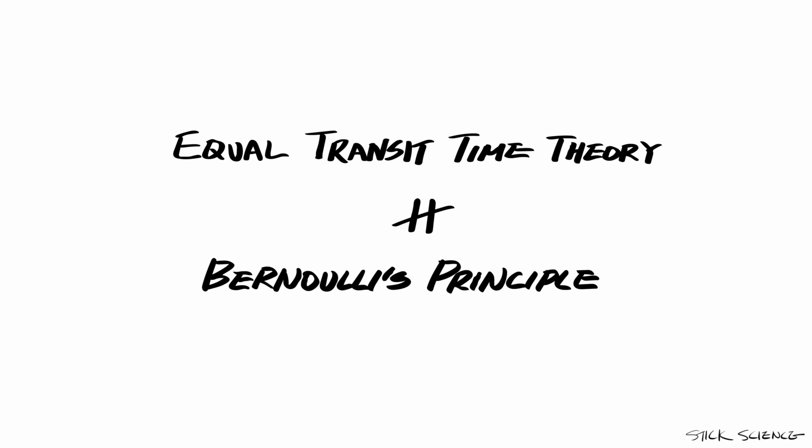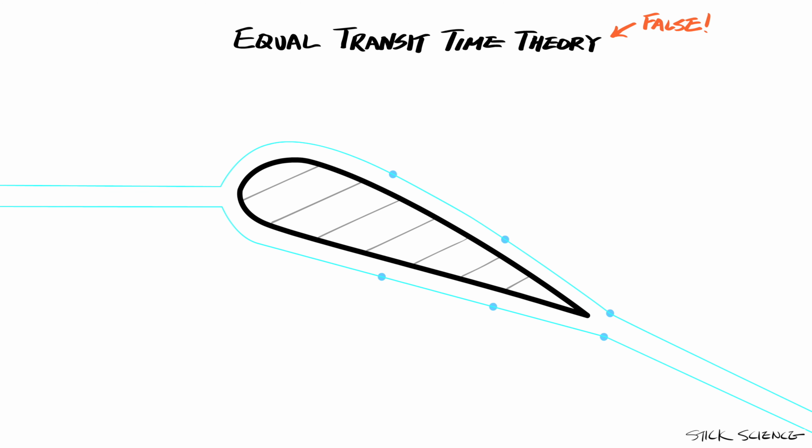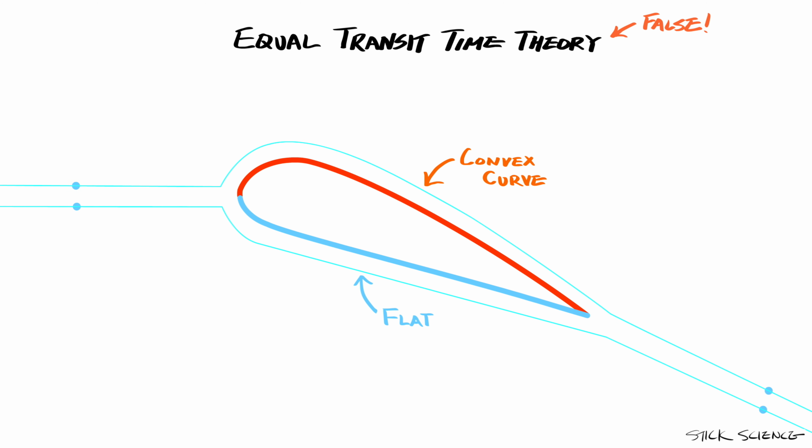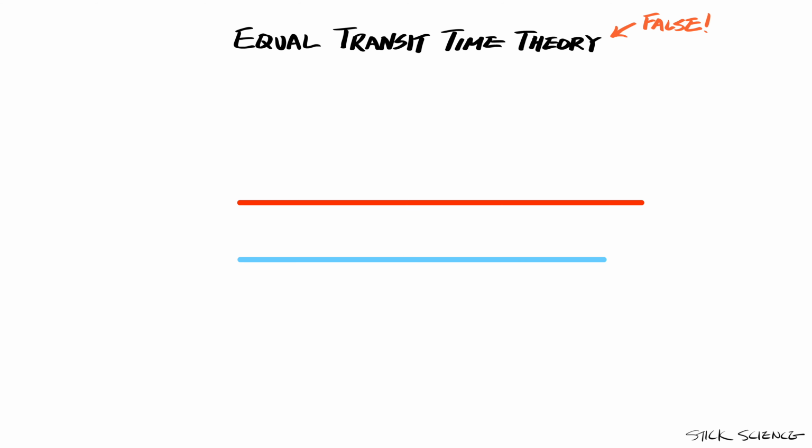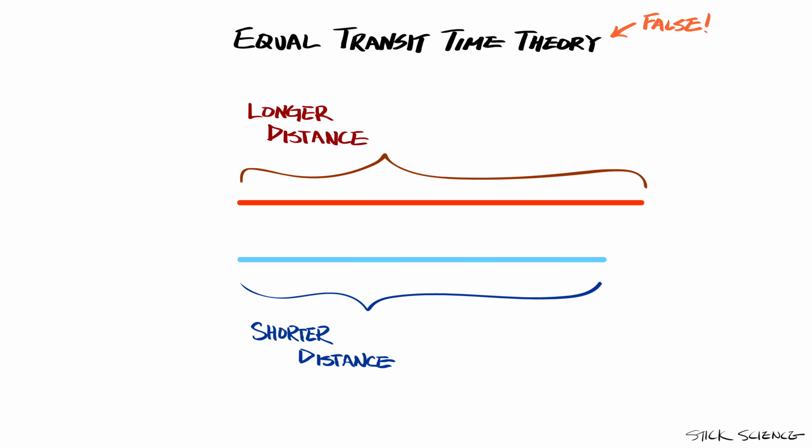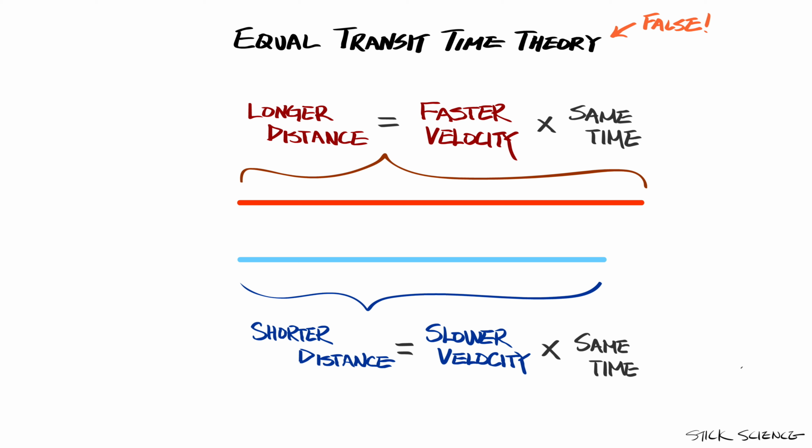However, Bernoulli's principle gets a bad rap because of the equal transit time theory, which we know to be false. Let's get this false version out of the way. According to the equal transit time theory, air separated at the stagnation point to either flow above or below the wing must meet at the trailing edge simultaneously. Considering a wing normally has a convex curve on top with a flat bottom, for this to occur, air above the wing must cover more distance in the same amount of time, which can only mean that air above the wing must travel faster than below it.